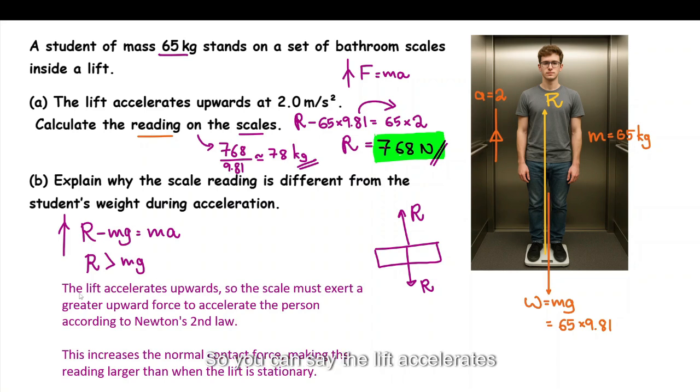So you can say the lift accelerates upwards, so the scale must exert a greater upward force to accelerate the person according to Newton's second law. There must be a resultant force in the direction of the acceleration. That's the first point. This increases the normal contact force R, making the reading larger than when the lift is stationary.